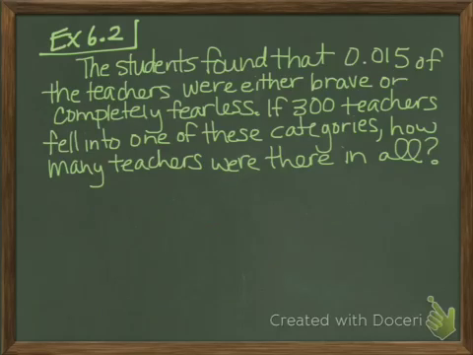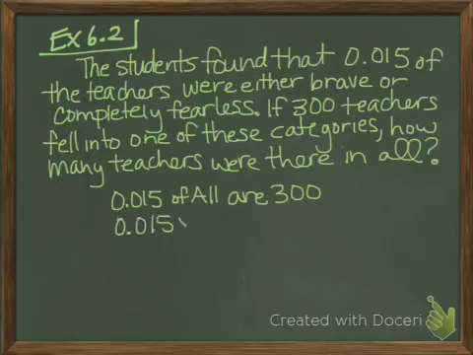Okay, now we'll do a word problem. The students found that 15,000ths of the teachers were either brave or completely fearless. If 300 teachers fell into one of these categories, how many teachers were there in all? So the first thing we'll do is we'll write this out. So we know that 15,000ths of all the teachers are fearless, which was 300. So 15,000ths of all are 300. So we'll take that and we'll turn it into an equation. So 15,000ths times x is equal to 300.